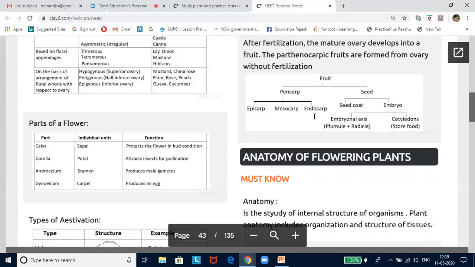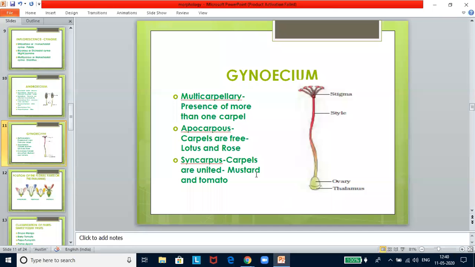Now, fruit. After fertilization, the mature ovary develops into fruit. The parthenocarpic fruits are formed from ovary without fertilization. Now the fruit is broadly divided into pericarp and the seed. Pericarp is divided into epicarp, that is the outermost layer, mesocarp, the middle layer, and endocarp, the innermost layer. If you look at the seed, seed is divided into seed coat and embryo. Embryo is divided into embryonal axis and cotyledons. The embryonal axis will have a plumule and a radicle, and cotyledons will store the food. This is what has been concisely and comprehensively put in the PDF.